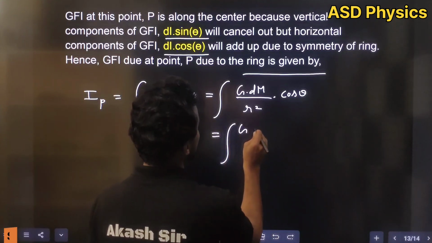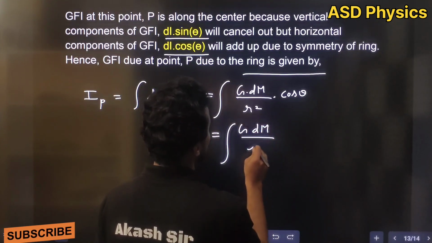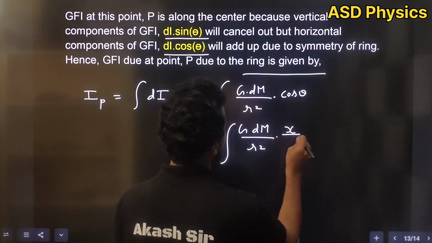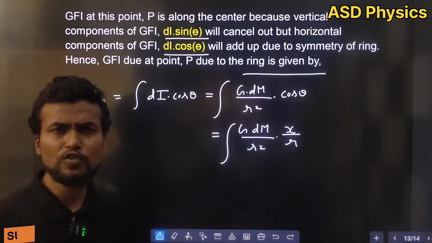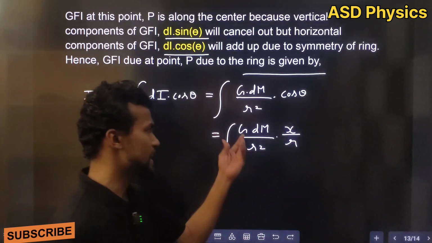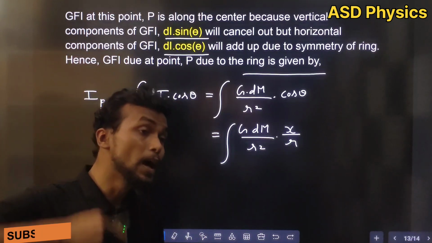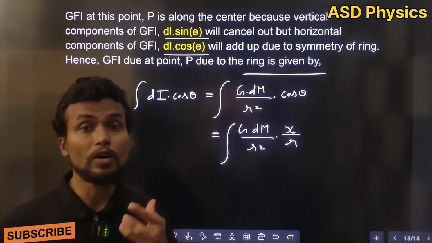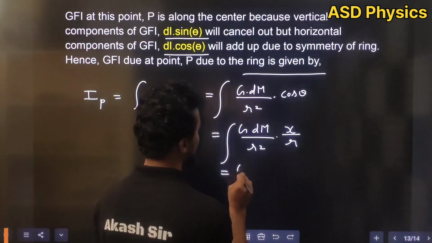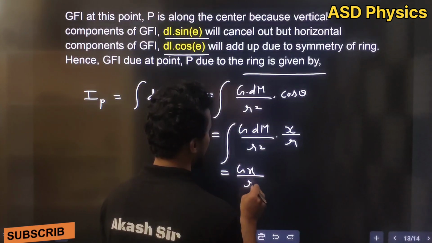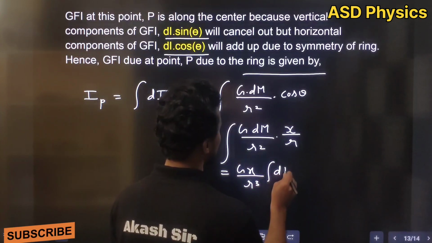So see here please, G into dm by small r square, and cos theta is x by r. If you see the diagram properly, this capital G, small r and x will be constant because each and every mass on the ring is equidistant from the observation point. So what will come here? G x by r cube, and here the integration of dm.